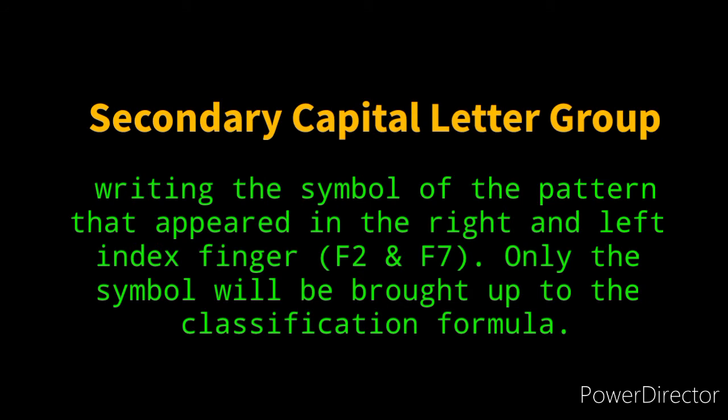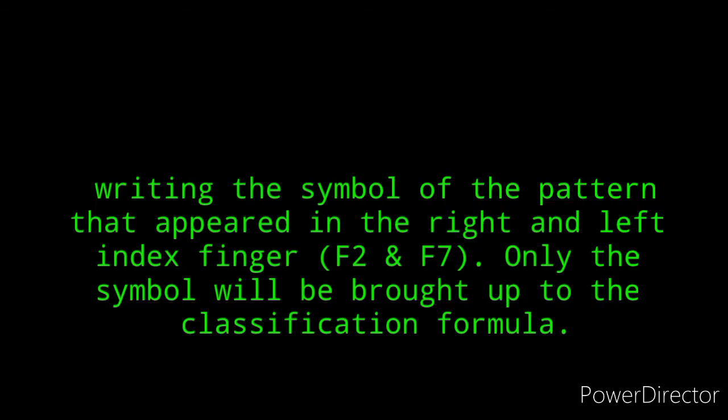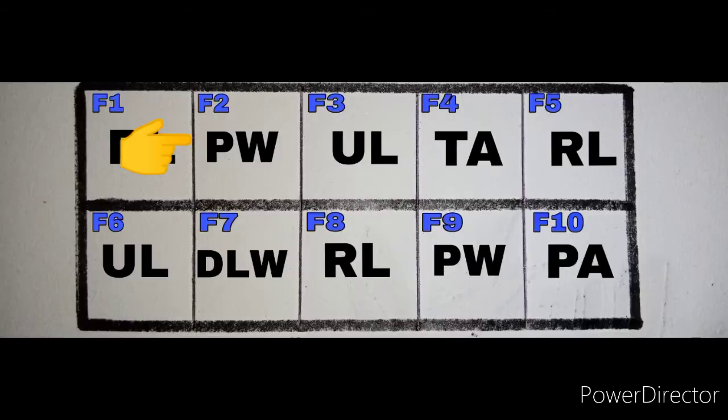Secondary capital letter group: write the symbol of the pattern that appeared in the right and left index fingers, F2 and F7. Only the symbol of the pattern in the index fingers will be brought up to the classification formula. Symbols that will be put in the capital letter group: A, plain arc. T, tented arc. R, radial loop. U, ulnar loop. W, plain whorl. C, central pocket loop whorl. D, double loop whorl. And X, accidental whorl.